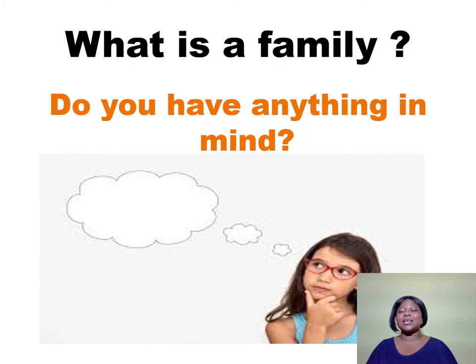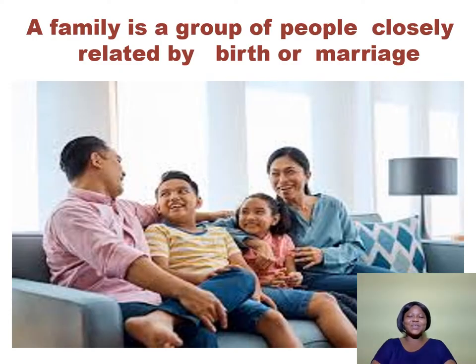Alright, so let's see. Alright, good. So let's look at this picture in our new slide. Can you identify some things here? Yes, this is Mama, Papa, and two siblings. So this is a family, okay? Alright, so let's look at a definition for family. So a family is a group of people closely related by birth or marriage.